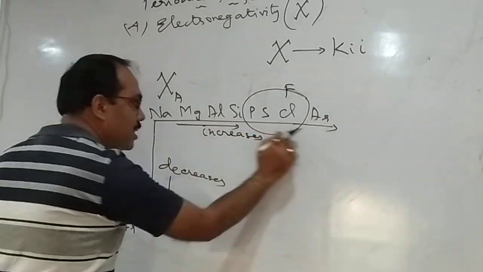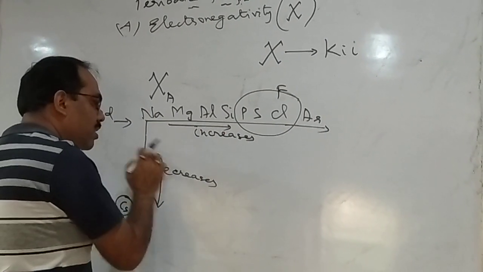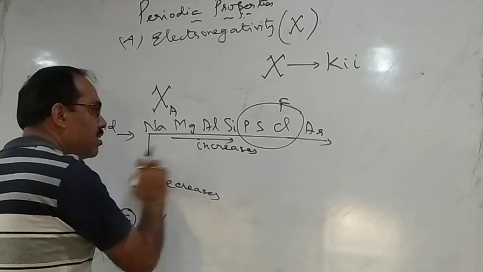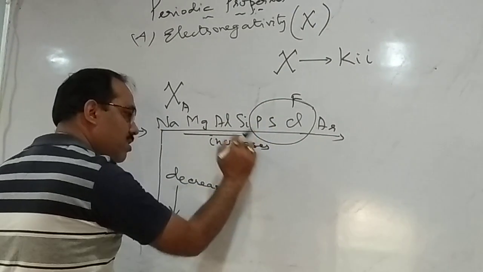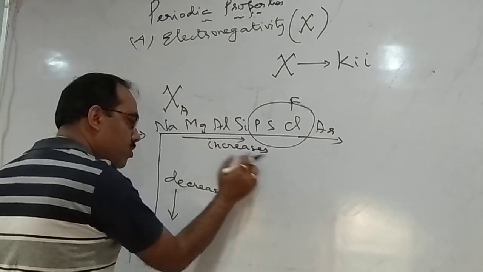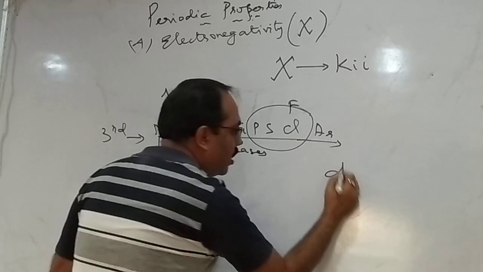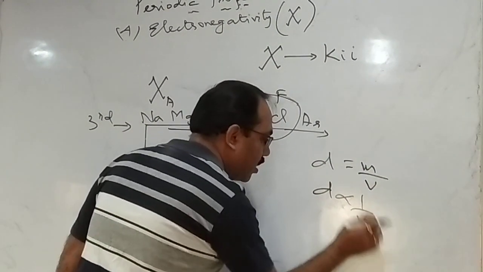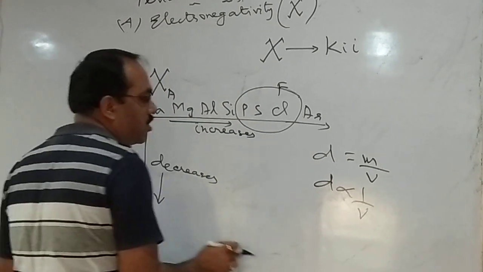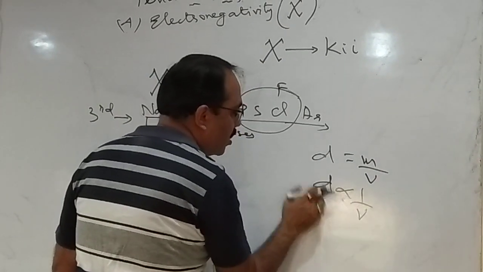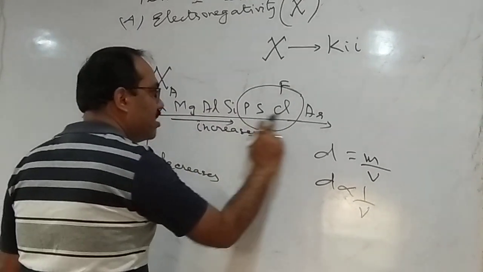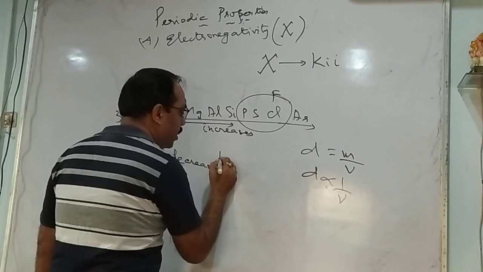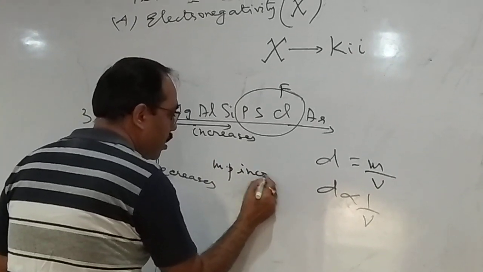Similarly, if you see the density, it increases from left to right across the period. Why? Because atomic size is decreasing, and density is equal to mass by volume, so density is inversely proportional to volume. Volume is decreasing, so density is increasing. Across the period, the melting point also increases.